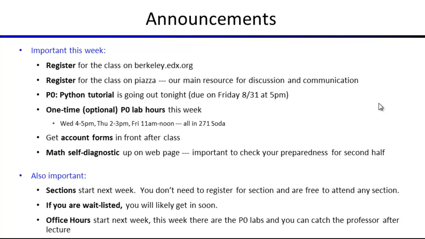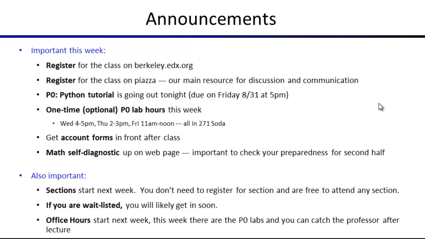You already have something that will be going out tonight, and that's due on Friday. This is the Project Zero. It's meant to get you familiar with Python if you aren't yet. Get you familiar with the instructional machines if you want to use them. You can also use your own machine, whatever you prefer, but it's to get you used to whatever setup you'll be using throughout the semester for the projects. So that's due Friday at 5 p.m. This will go out tonight.